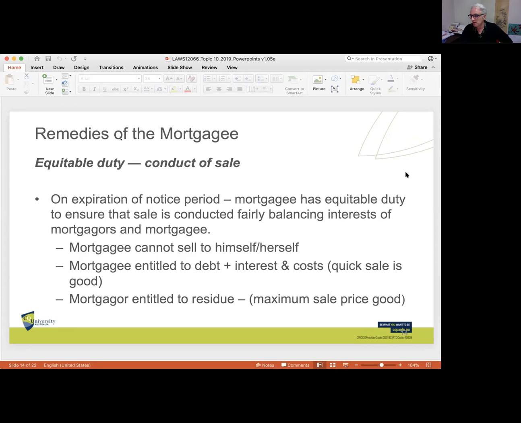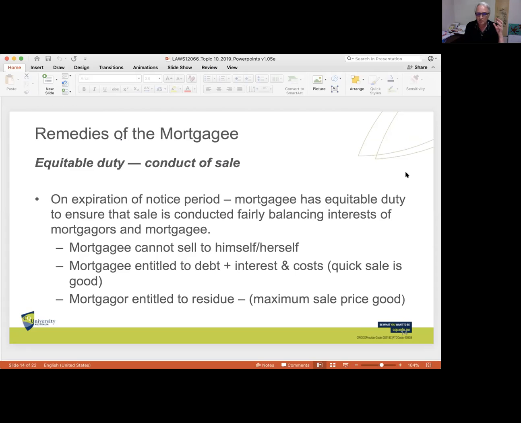In terms of the conduct of sale, as I was just referring to, this is an equitable duty, and once the notice period has expired, the mortgagee has an equitable duty to ensure the sale is conducted fairly, balancing the interests of both mortgagor and mortgagee. Now you can see that this type of sale is rather different to a standard sale transaction. In a standard sale, the seller is looking for their best interest and their best outcome. They're not so concerned about the interest of potential purchasers. They're trying to get the best deal they can out of selling their property. And it's up to the purchasers to do various things and to make various inquiries. Certain matters have to be revealed in the sale process, yes, but it's very much each party looking out for themselves in a sense. In this transaction, that's not the case.